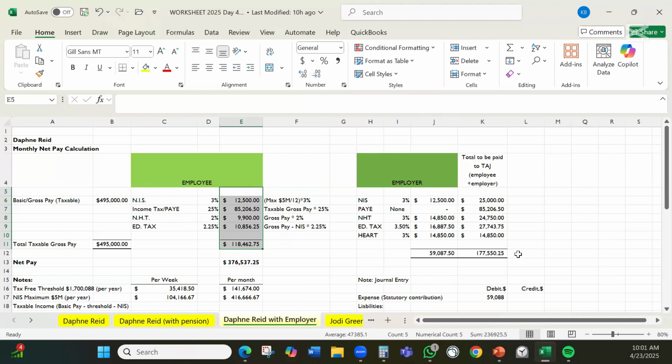We got that? Yes, I did. This is monthly, right? Yes, this is a monthly payroll. Okay. And you would pay it over by the 14th of the following month. So if this is for March, you would pay it over by April 14th. Okay. All right.